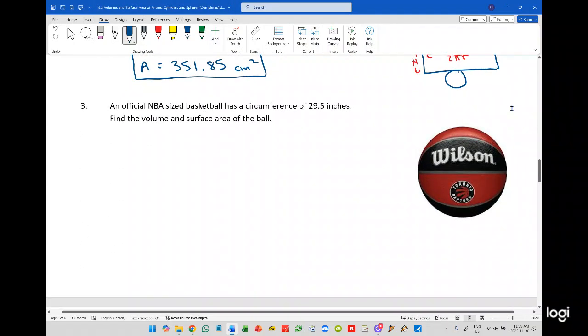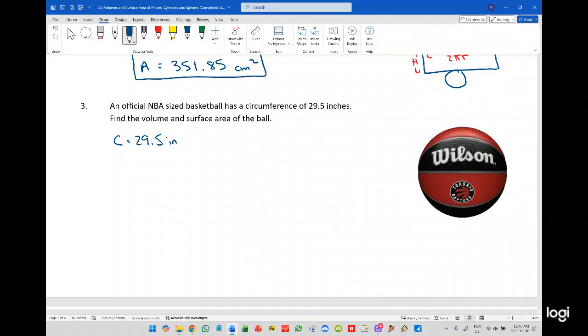Okay, a relatively boring one. An official NBA-sized basketball has a circumference of 29.5 inches. Find the volume and surface area of the ball.